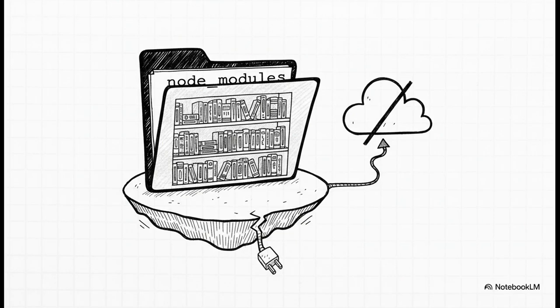And this folder, this bookshelf, it contains a local copy of every single package your project needs. But not just that, it also has all the packages that those packages need to run. It's a whole tree of dependencies. And this is so important because it's what lets your code run anytime, anywhere, even if you're not connected to the internet. It's your project's totally self-contained, offline library.